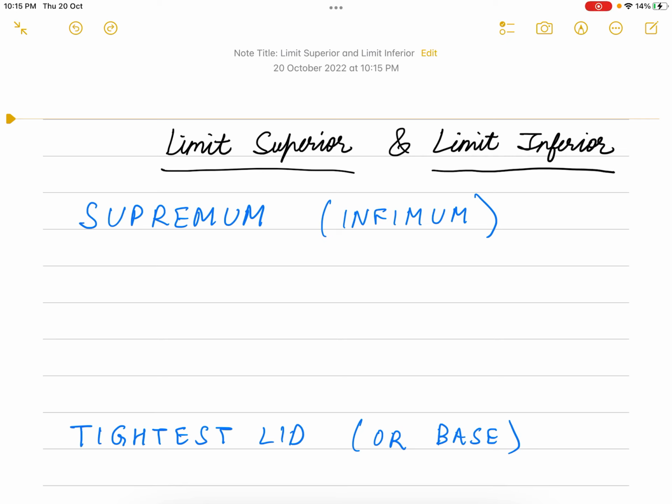Hello everyone, I'm Kushagra Gupta and today I'm going to talk about understanding limit superior and limit inferior.